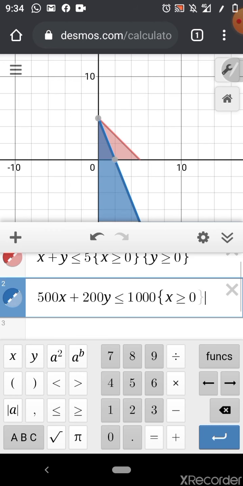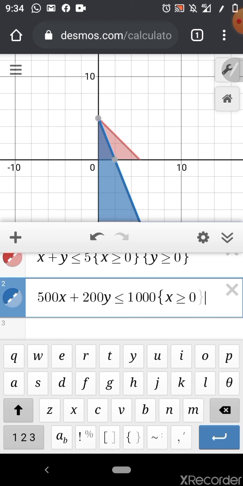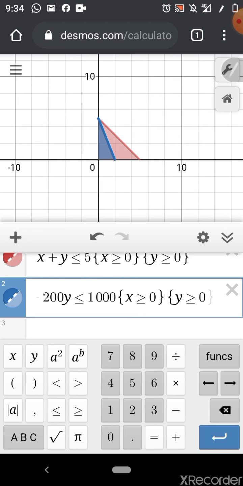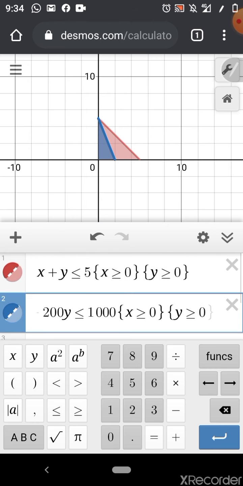So it shows me that. And I'm only interested in y values that are greater than 0 for this equation. So I'm telling it that for this equation, I'm only interested in x values greater than 0 and y values greater than 0. If you really want, you can add on this same line.